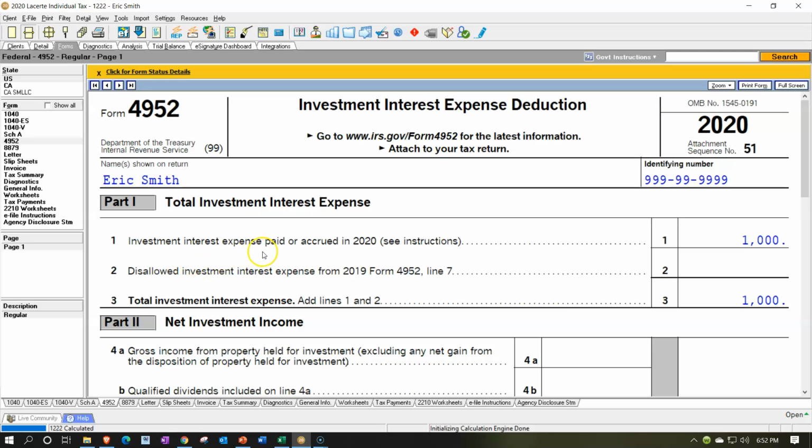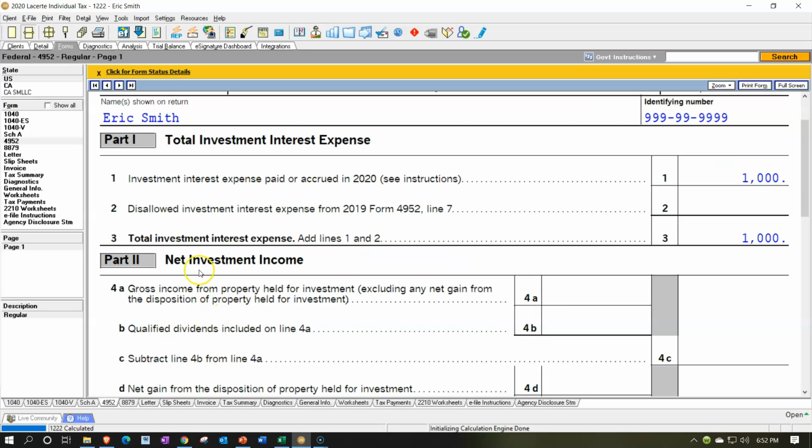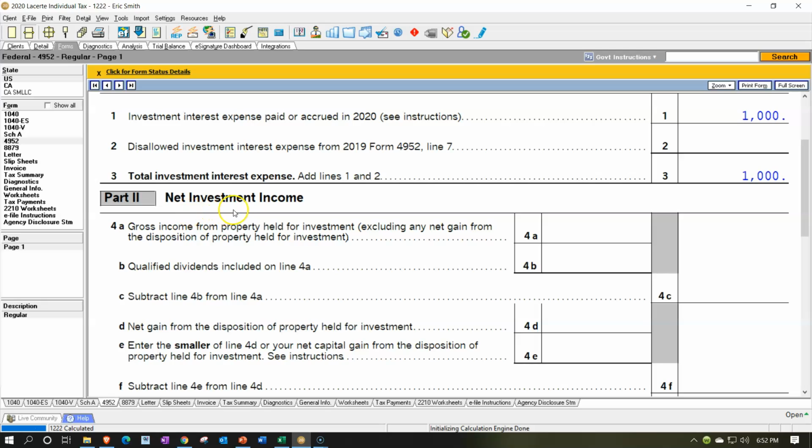So the investment interest expense paid, so we had the 2020 that we put in place. So here we have the total investment interest, and then we have the net investment income. This is the kind of income that you might have to take a loan out against in order to generate that income, and therefore it may be possible to deduct on Schedule A.